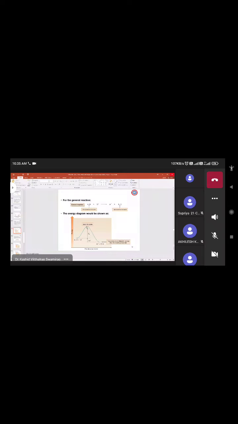But after reaching the transition state, it will decide. If the starting material energy is less, it will go backward. Or if your product energy is less, it will go forward, and you will have the product in hand by losing energy. And losing energy means it is exothermic.